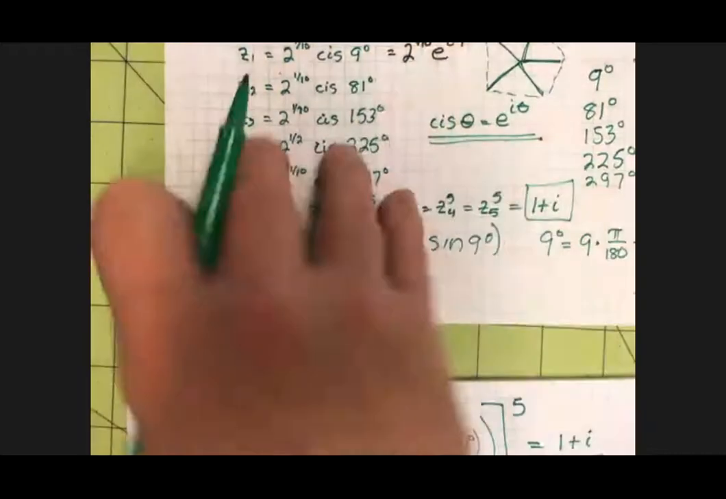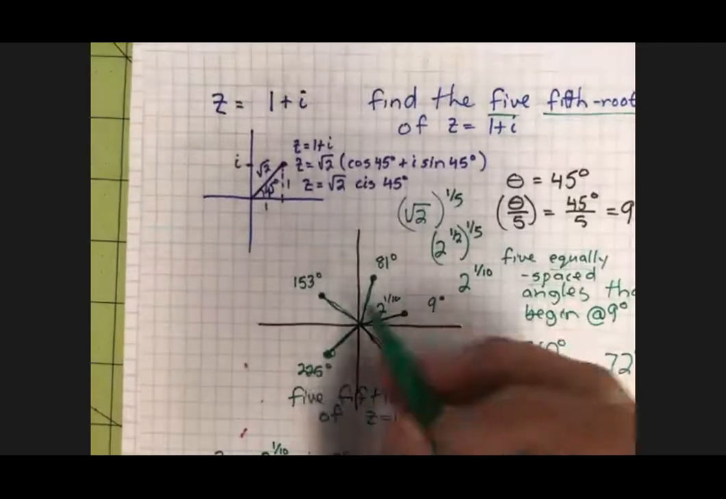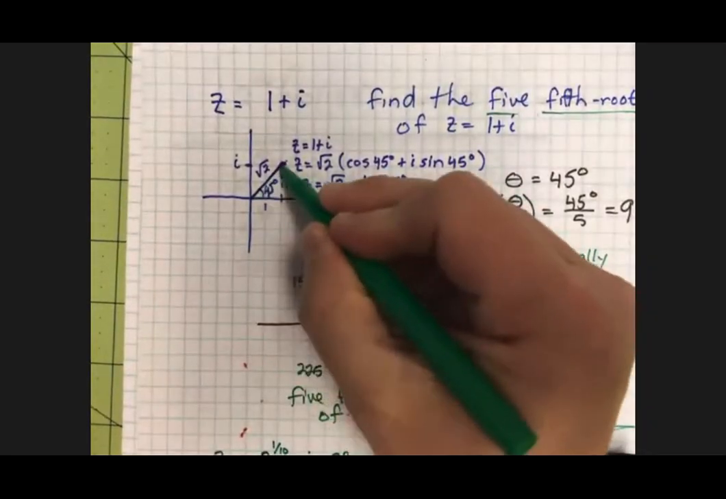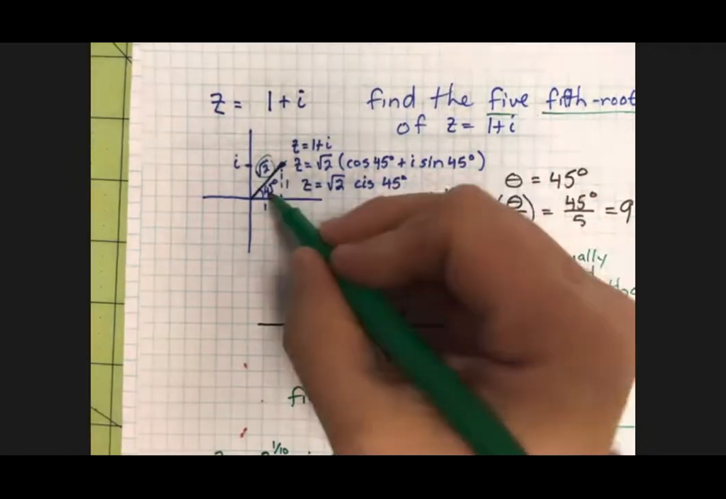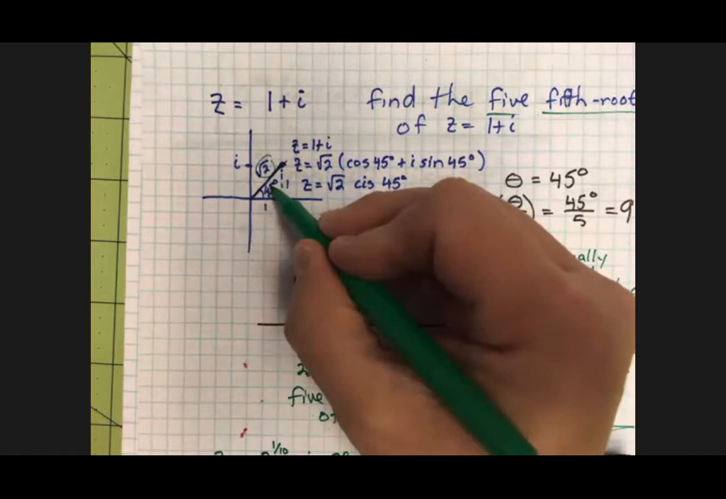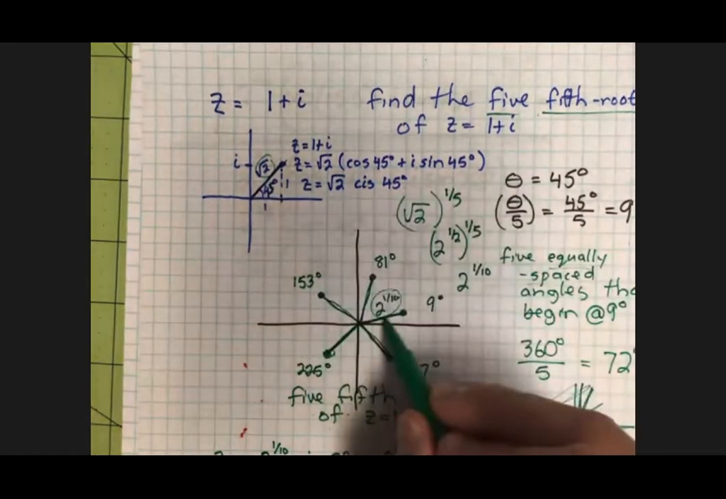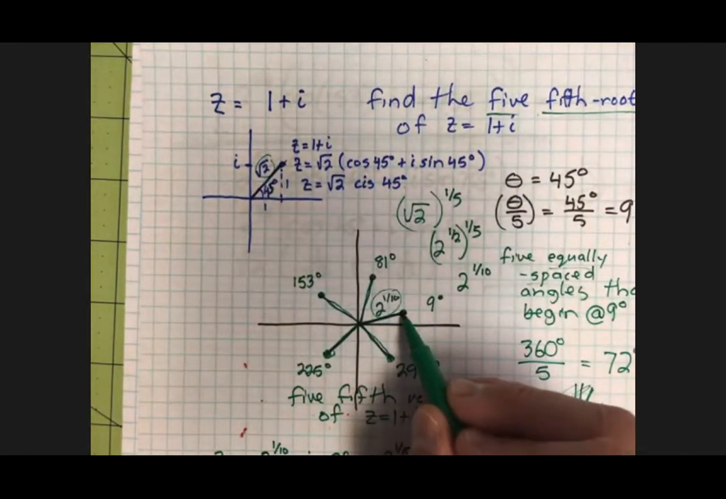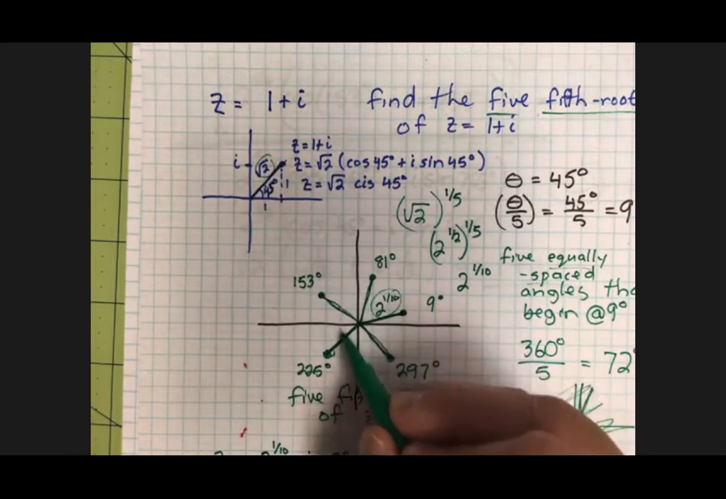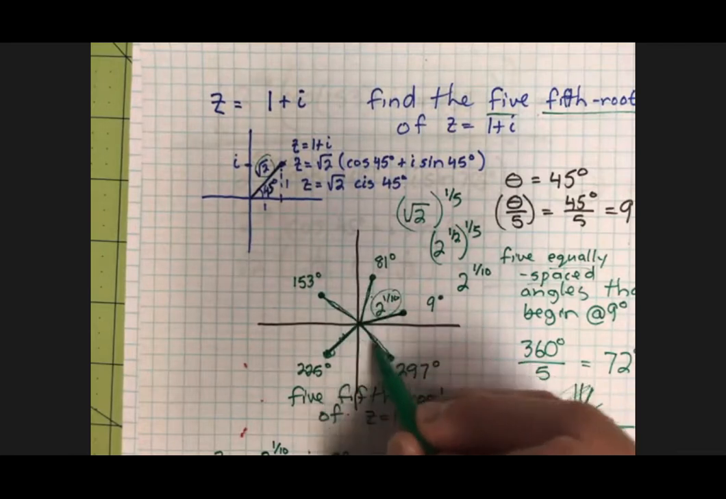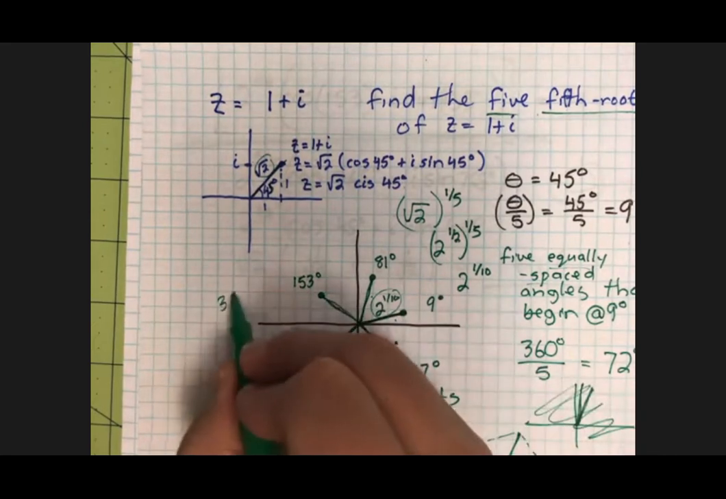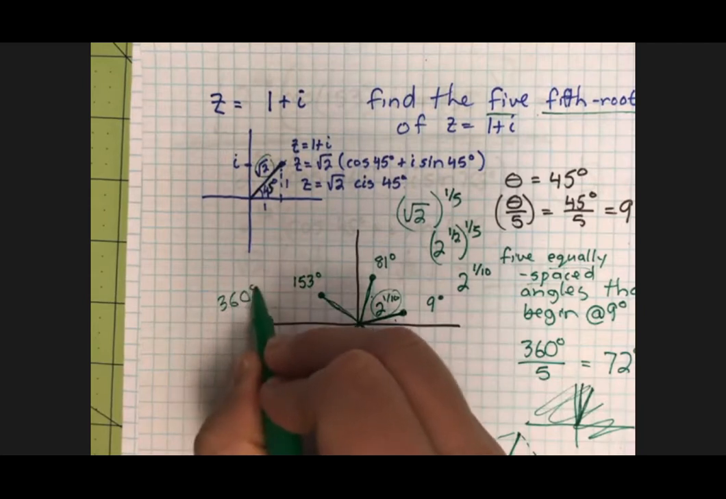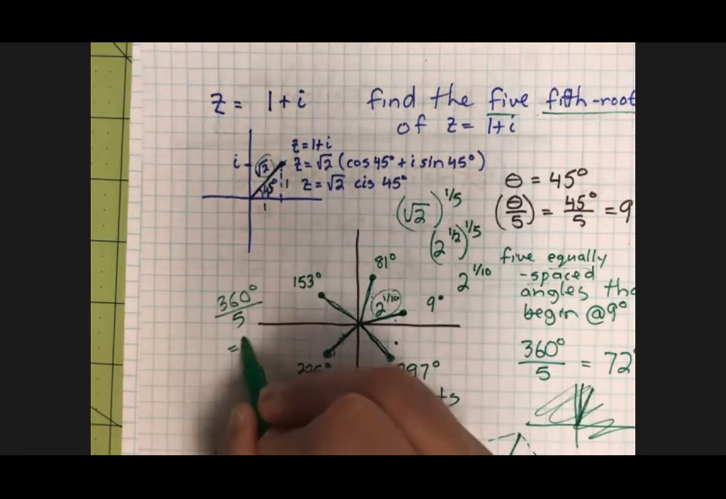So if you want to take the 5th root of this complex number 1 plus i, you take the 5th root of the radius, that's the 2 to the 1/10, and you cut this angle by a factor of 5 to turn it into 9. And then the last step is you take 5 equally spaced angles around the origin by dividing 360 by 5 to mark every 72 degrees.